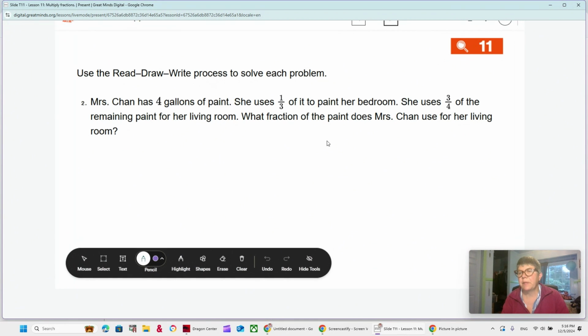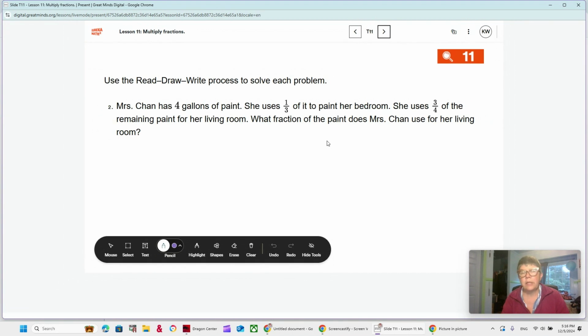Okay, and this is going to be number 2 in your book. And just read over it and think about what you see there. Mrs. Chan has 4 gallons of paint. She uses 1/3 of it to paint her bedroom. She uses 3/4 of the remaining paint for her living room. What fraction of paint does Mrs. Chan use for her living room?